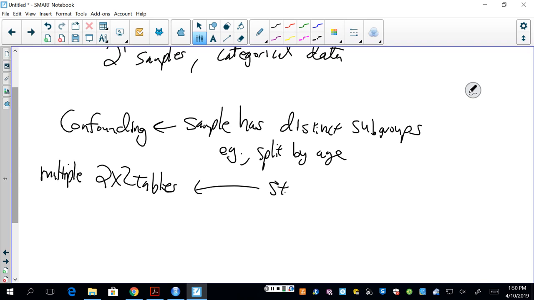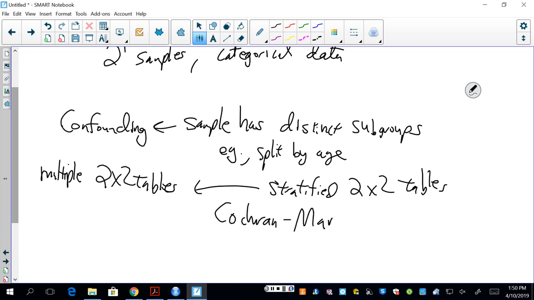Sometimes it's called stratified 2x2 tables. And there's methods. It's Mantel, Haenszel, I'm not sure exactly how to spell that last name, right? Procedures, and so sometimes it's called Cochran-Mantel-Haenszel, because there's different people that developed things separately. So anyway, if it was that case, and there's this confounding, it would suggest a different inference procedure.